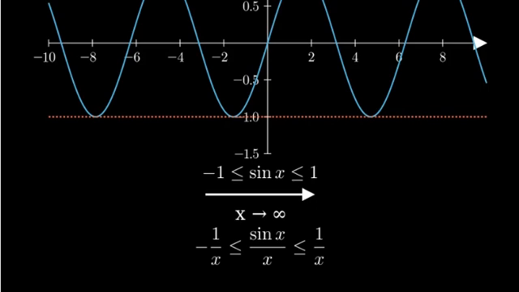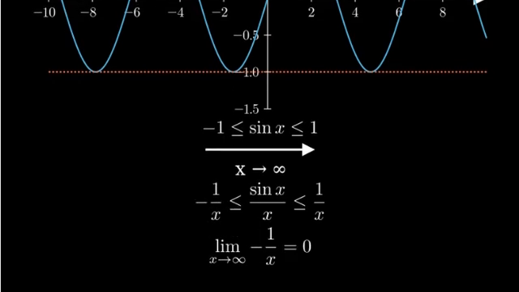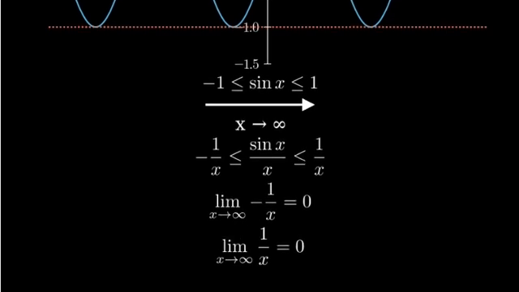Now, let's consider what happens to these bounding functions as x approaches infinity. The limit as x approaches infinity of -1 over x is 0. Similarly, the limit as x approaches infinity of 1 over x is also 0. By the squeeze theorem, since our function sine x over x is always between these two functions that both approach 0, the limit of sine x over x as x approaches infinity must also be 0.